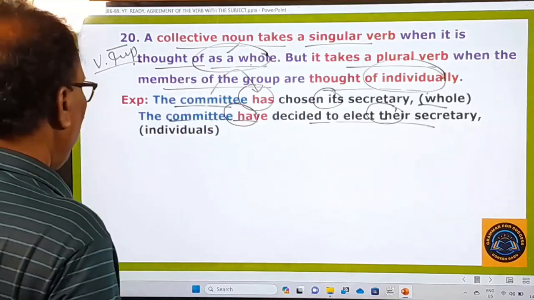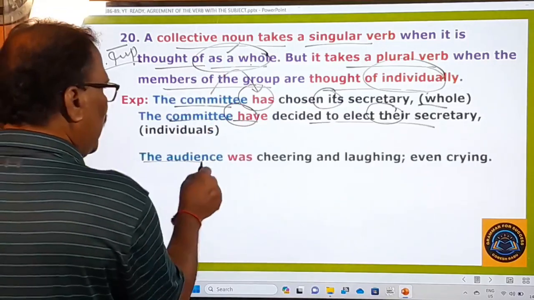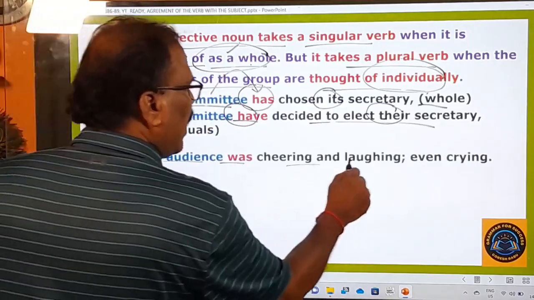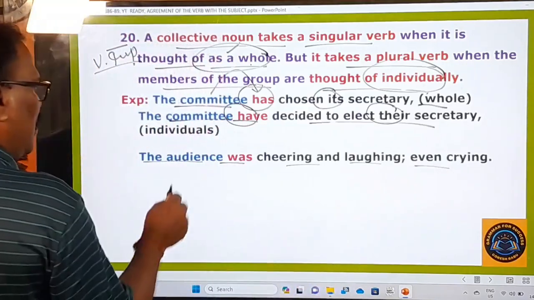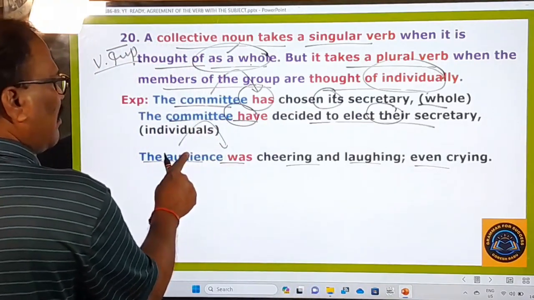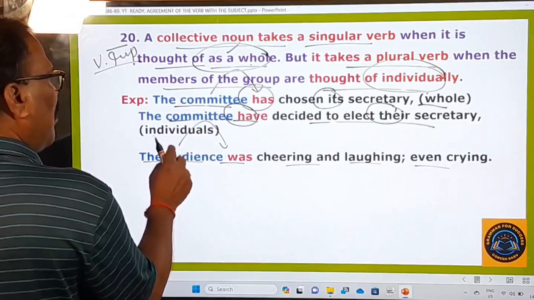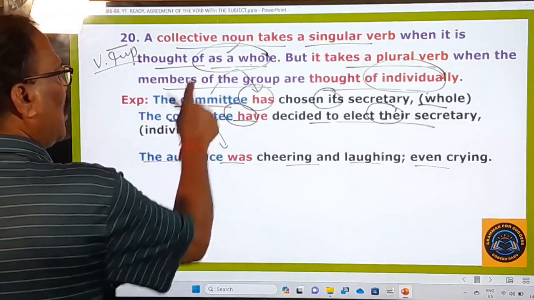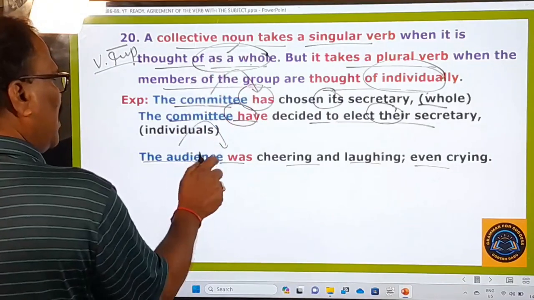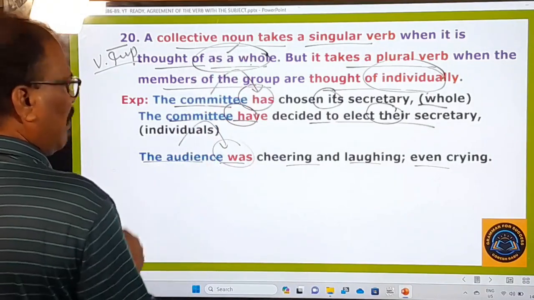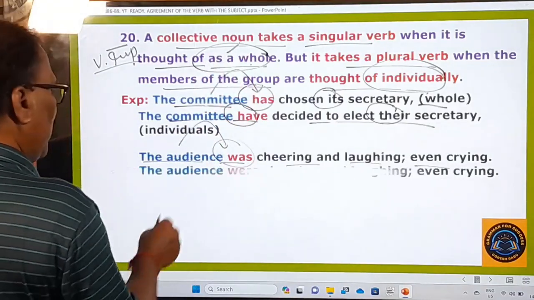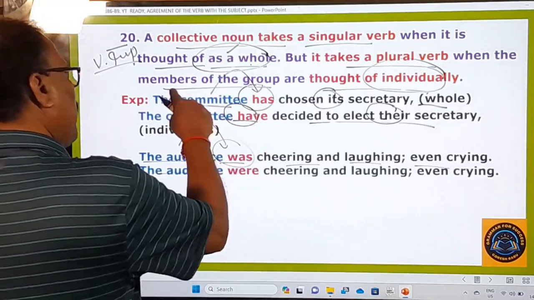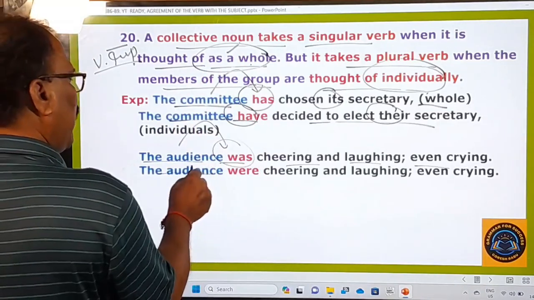Okay, now let's move on to the next one. The audience was cheering and laughing, even crying. So audience is singular. Audience means you are thinking of this audience as a single unit or a single group as a whole. Then this becomes singular and you use a singular verb, right? And whenever you think of this audience and its members individually, then it becomes plural.